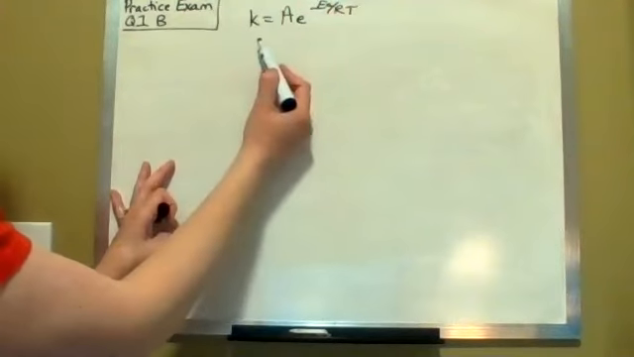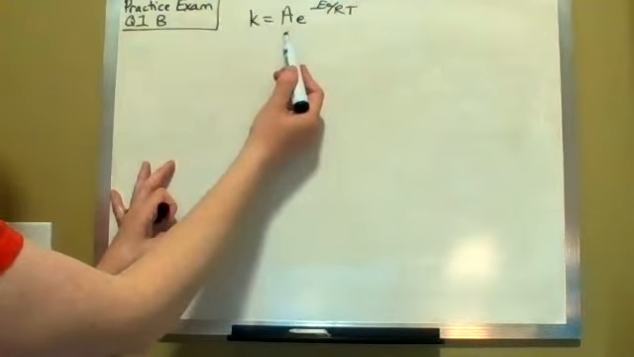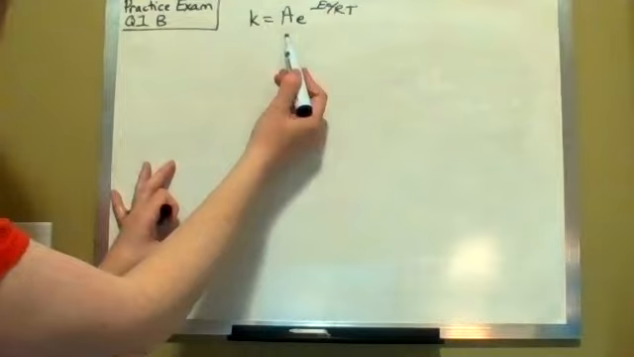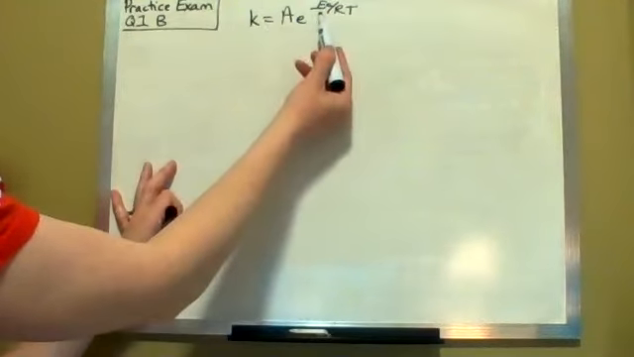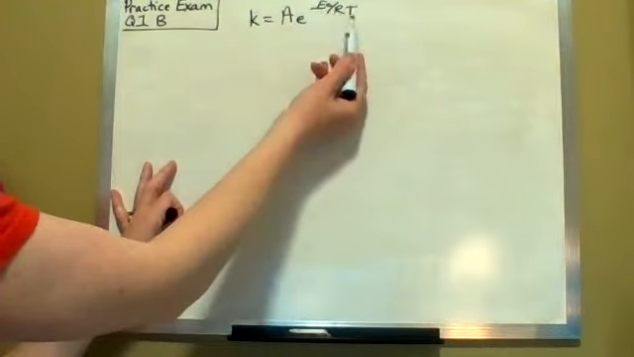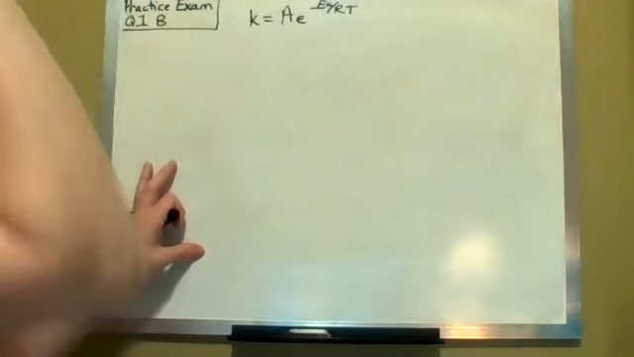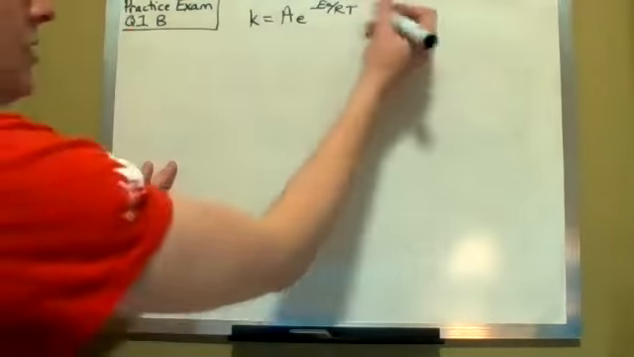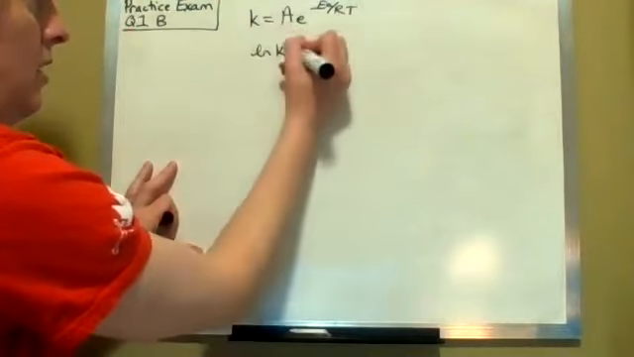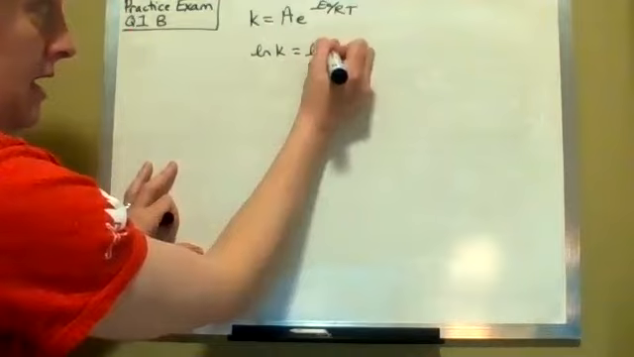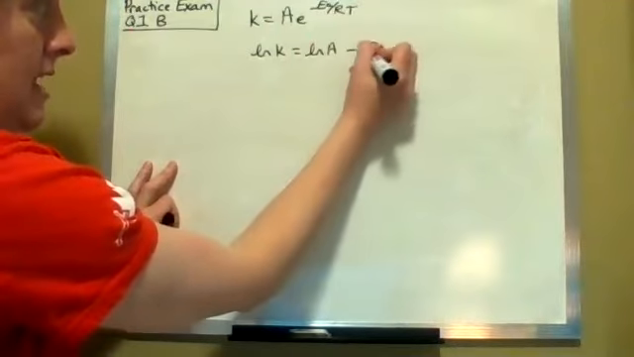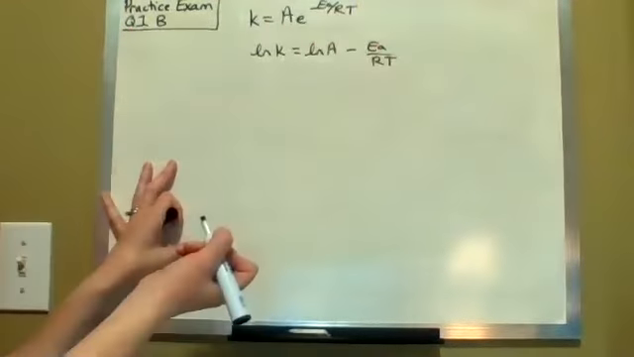This is your rate, or your rate constant. A is called the Arrhenius constant. That's going to depend on the particular reaction. You have your activation energy, gas constant, and your temperature. Remember, we can also break this down to ln k equals ln A minus Ea over RT.